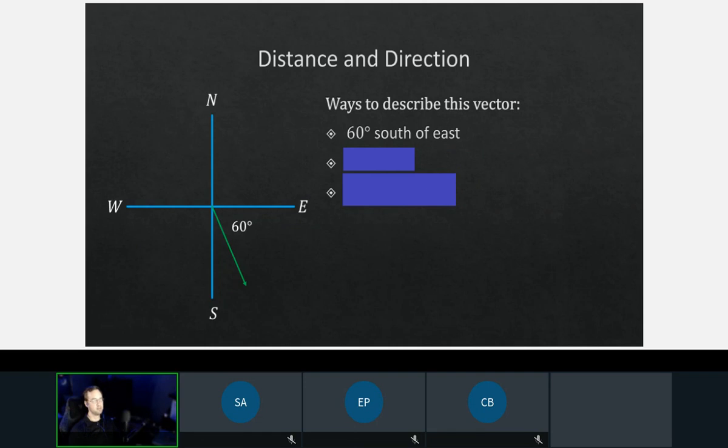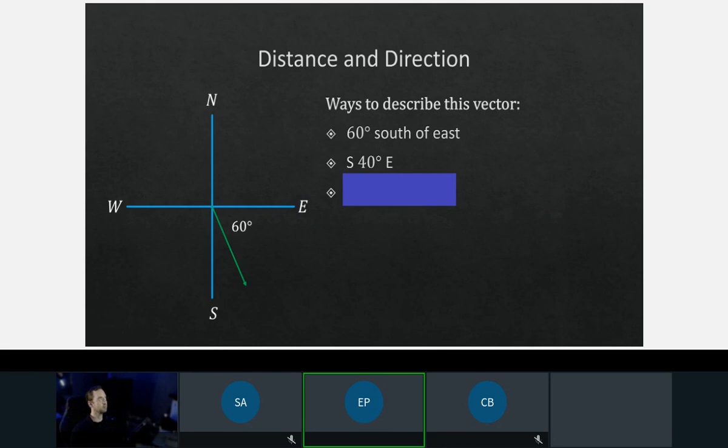South 30 east. We've got two people who said south 30 east. Yep, everyone says south 30 east. I have a quick question. The directions of that one, is it always going to be the same, like south first and then east, for each of the methods?